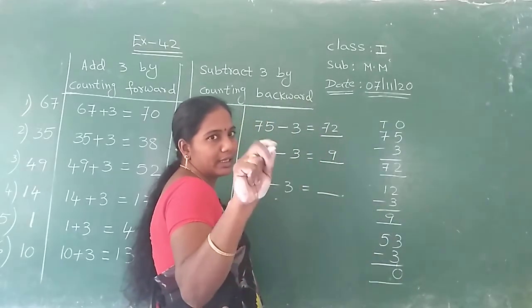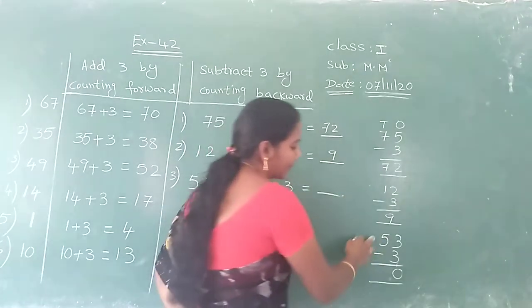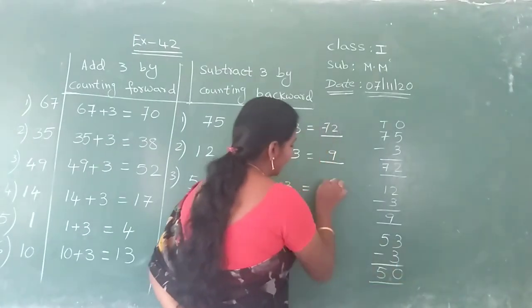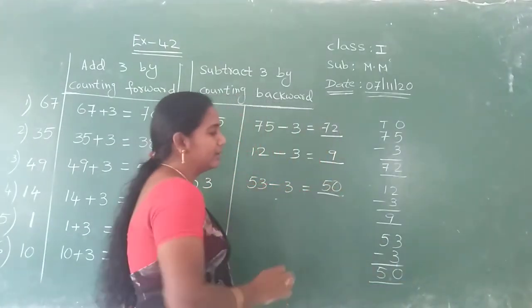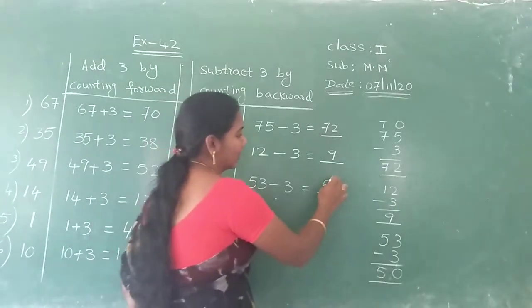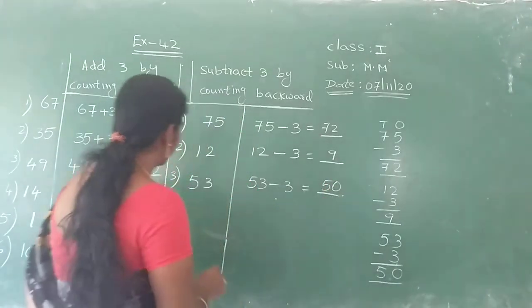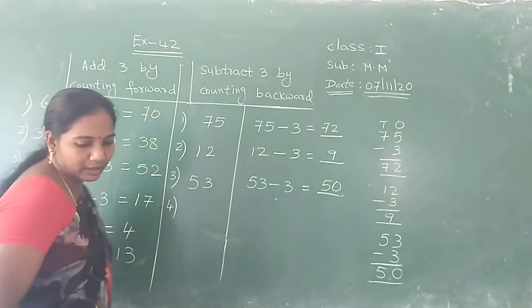Take out 3 fingers and close 3. So 0. Here only 5 is there, so write 5. So the answer is 50. Okay? So the answer is, how much you got, madam?